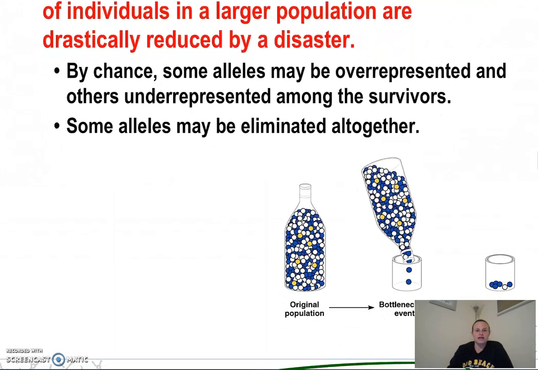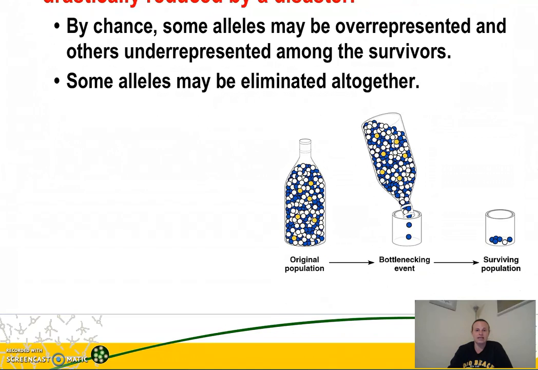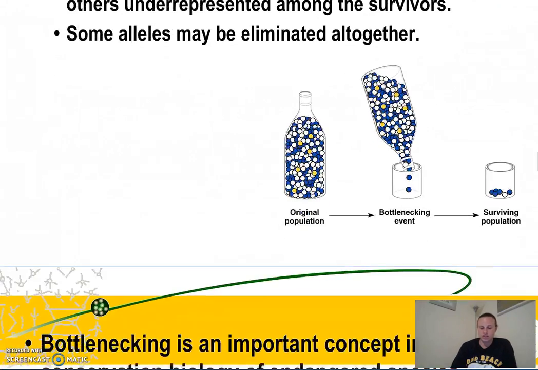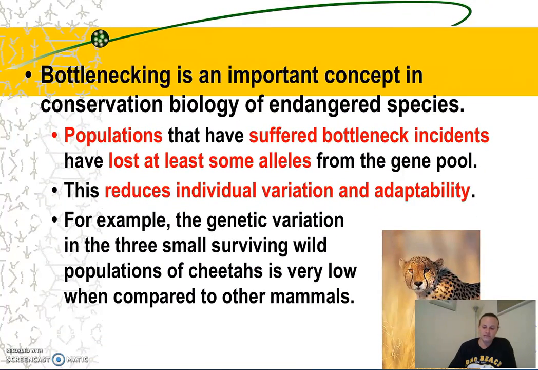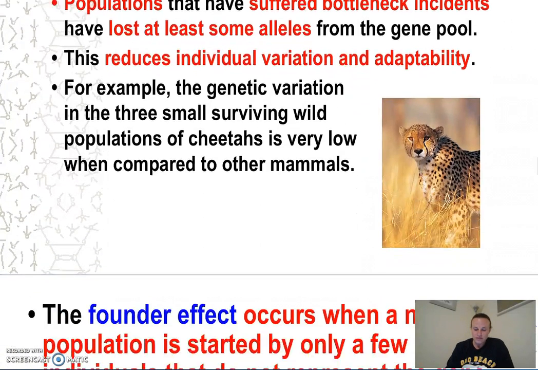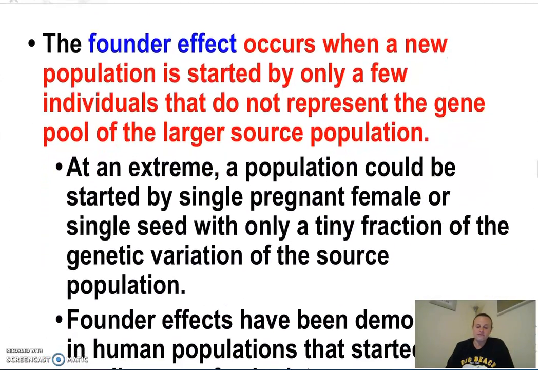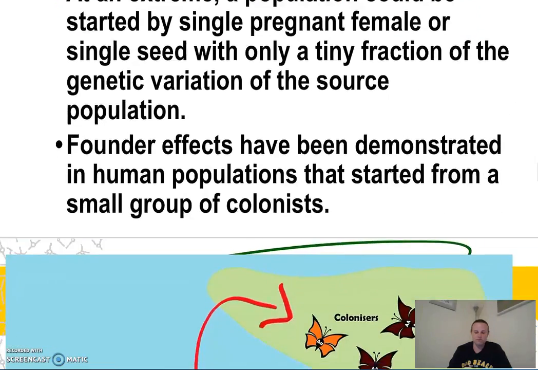And this effect got its name because of the shape of a bottle where the neck narrows just as the gene pool often narrows. So populations that have suffered bottleneck incidents have lost at least some alleles. And what it does is it reduces individual variation and adaptability. Now, the founder effect occurs when a new population is started by only a few individuals that don't represent the gene pool of the larger population.